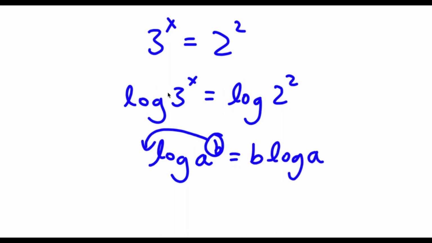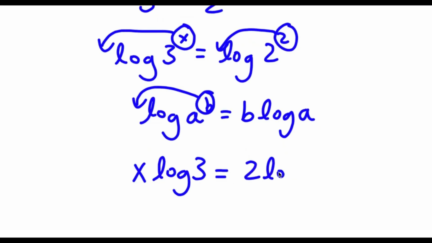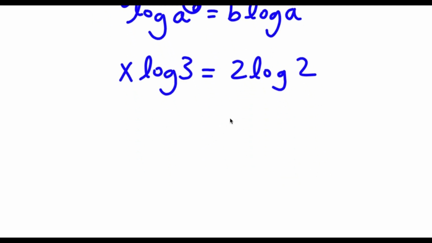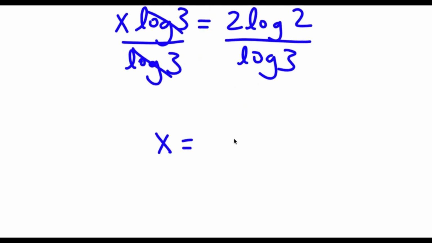So in this case, I have log 3 to the power of x and log 2 to the power of 2. I can move this x to the front, and I can move this 2 to the front. So now I have x times log 3 is equal to 2 times log 2. Now if I divide both sides by log 3, these two cancel out. Now I'm left with x is equal to 2 times log 2 over log 3.